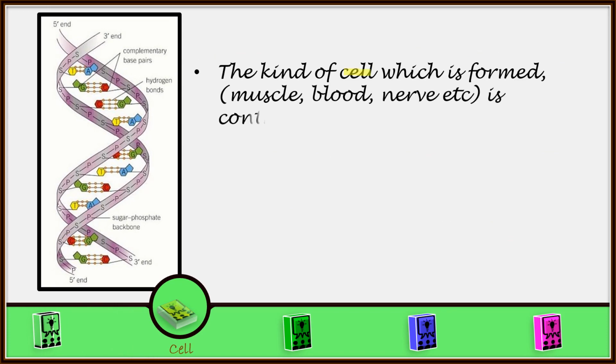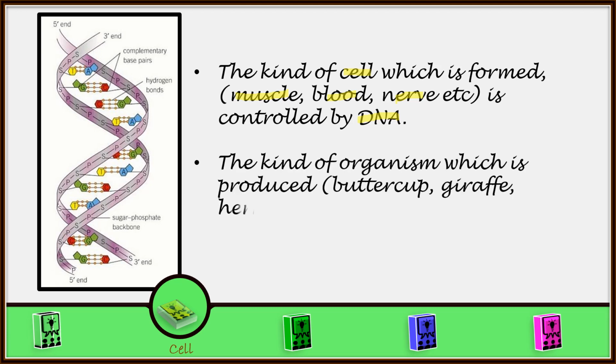The kind of cell which is formed, for example, the muscle, blood, nerves, is controlled by DNA. So whichever kind of cell is going to be formed is also controlled by DNA. All the chemical changes that are taking place within the cell are controlled by DNA.